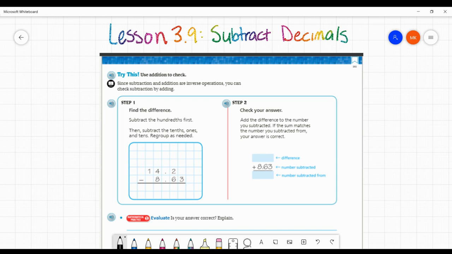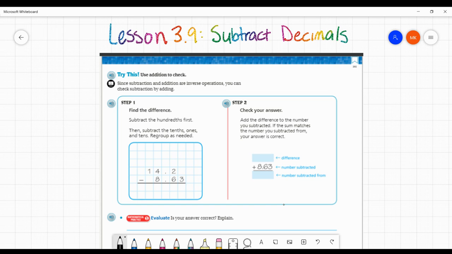If you're in your math workbook, we're on page 202. That is page 202. So let's look at our first problem here. Here, we're going to learn how we're able to check our answer through addition. But in order to do that, we first need to find the difference.